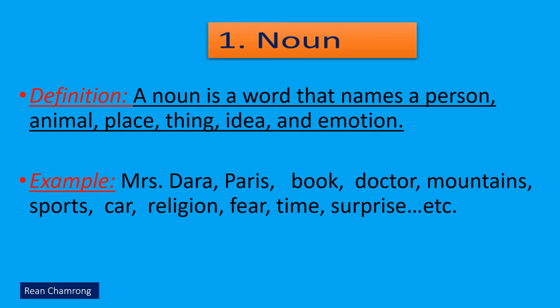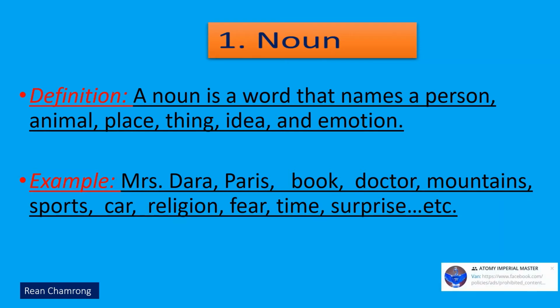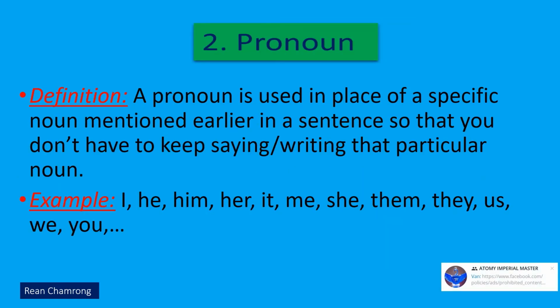So here we go, we move to another one, which is pronoun. Number 2. What is a pronoun? The definition of a pronoun is: a pronoun is used in place of a specific noun mentioned earlier in a sentence, so that you don't have to keep saying or writing that particular noun. Again, a pronoun is used in place of a specific noun mentioned earlier in a sentence so that you don't have to keep saying or writing that particular noun.